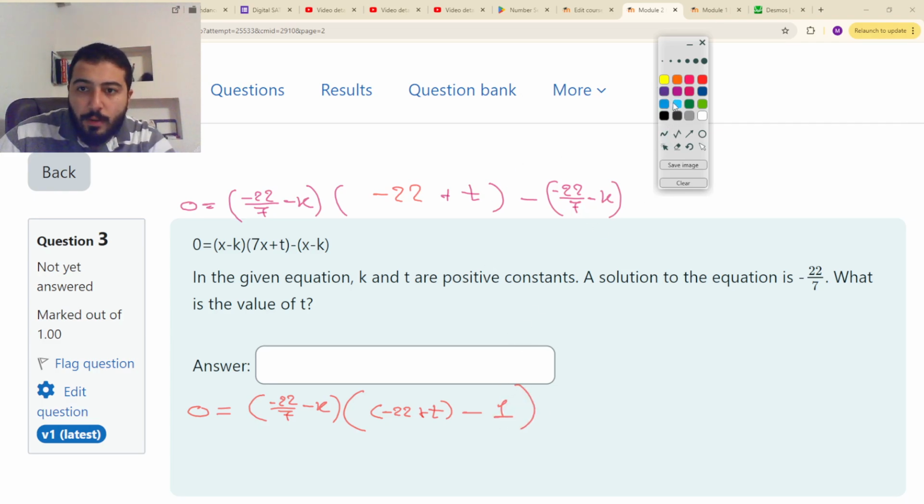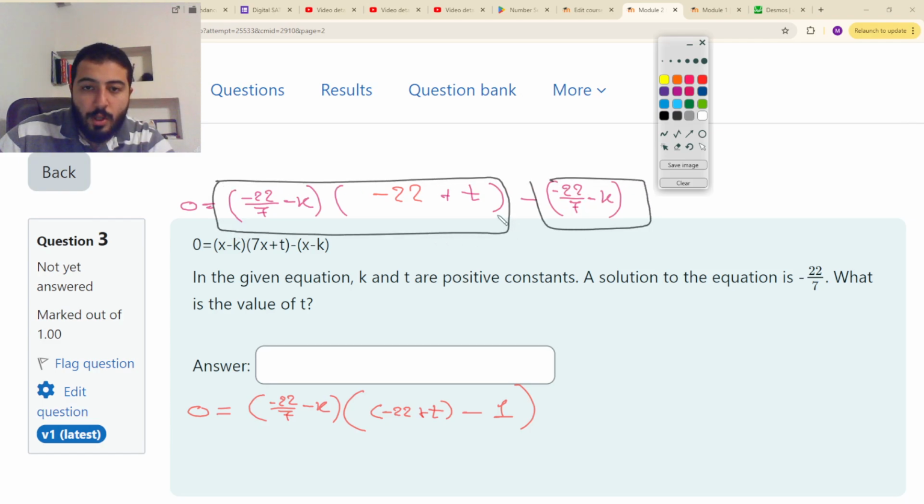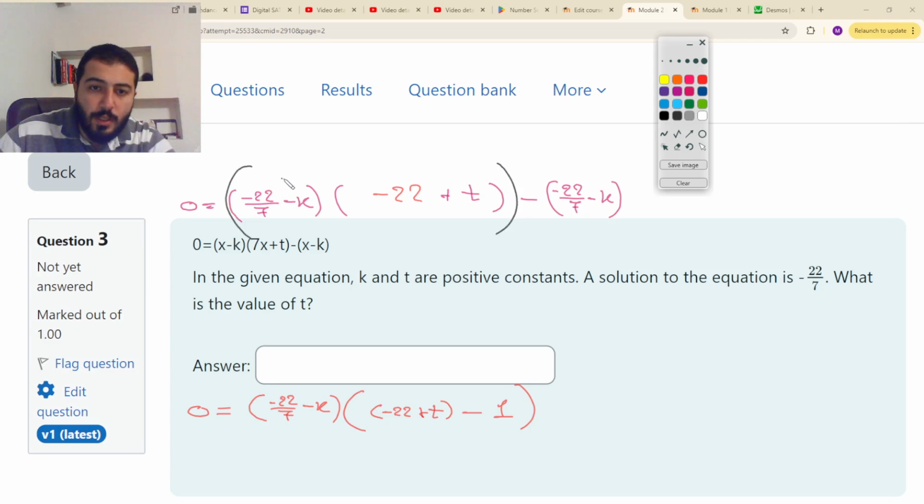So we should know from the beginning that this is a two element equation. This is the first term, and this is the second one. So from the first term, we took this bracket, and from the second term, we took this bracket, so it left us with this equation. We have negative 22 over 7 minus k times negative 22 plus t minus 1.